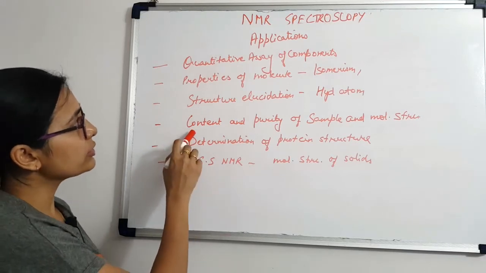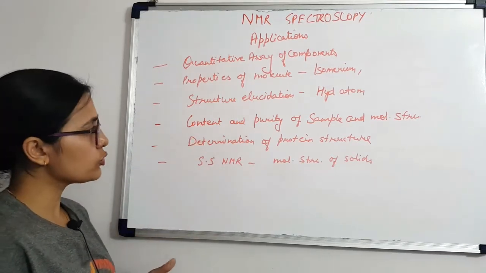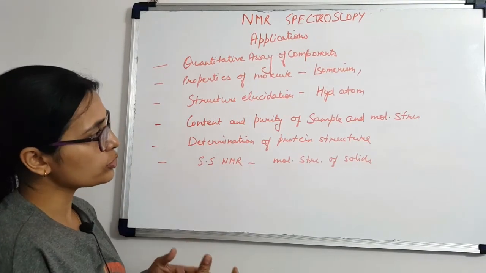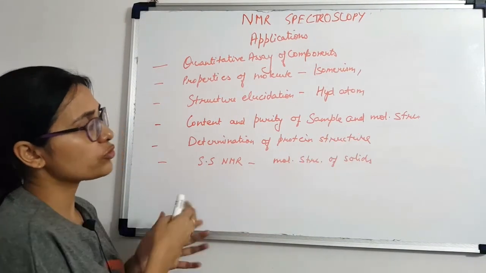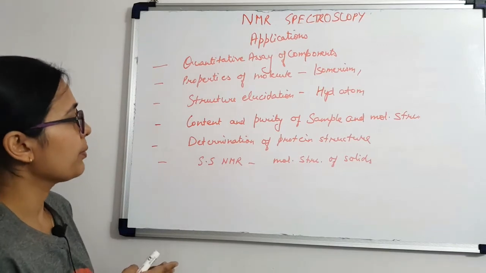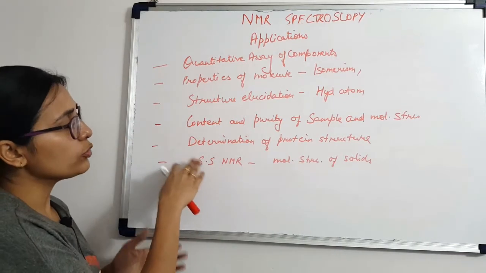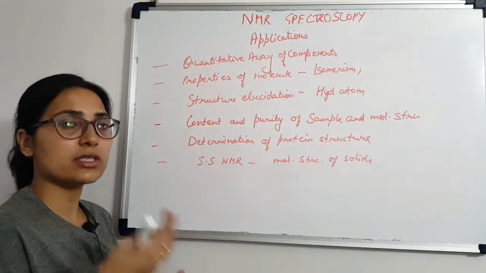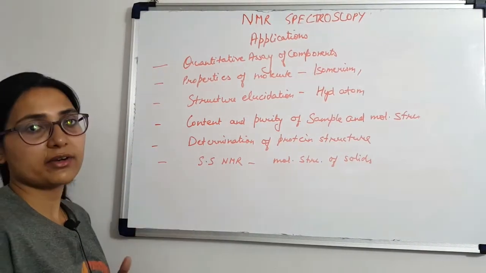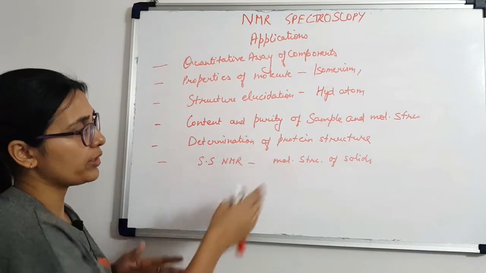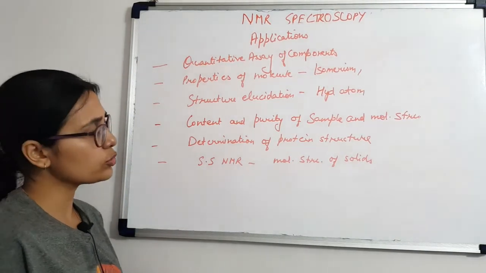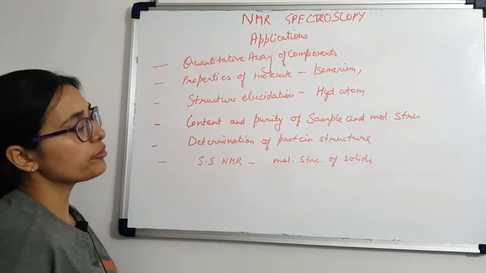Now, in research, NMR spectroscopy is also used to determine the content and purity of a sample, and it can also be used to determine the molecular structure of that particular sample. Then it can be used to determine protein structure, and in fact NMR spectroscopy has recently been replacing X-ray crystallography to determine protein structure. Now solid state NMR spectroscopy can be used to determine the molecular structure of a solid.